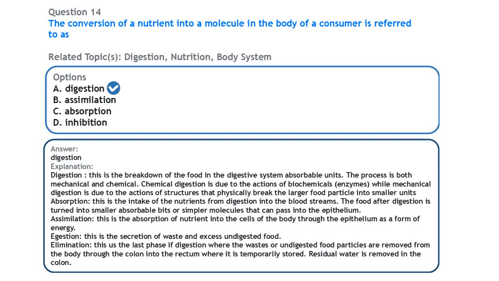So absorption of the nutrients into the bloodstream is absorption, but the intake of the nutrients into the cells is what is called assimilation. Now inhibition is not even a part of the nutrition process. Inhibition basically means preventing something from happening, and that's not one of the nutrition processes. The nutrition processes that we have are digestion, absorption, assimilation, ingestion, and elimination.